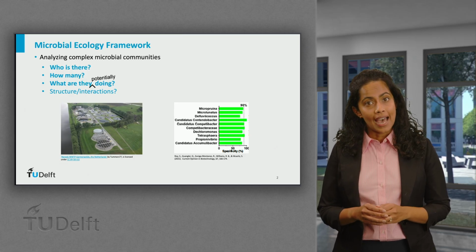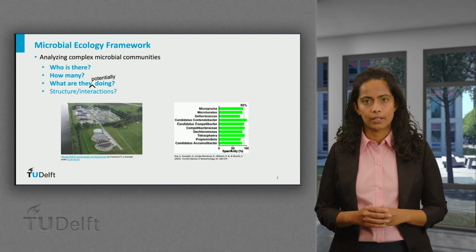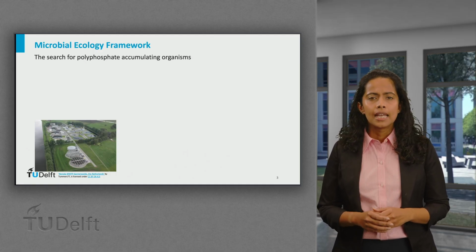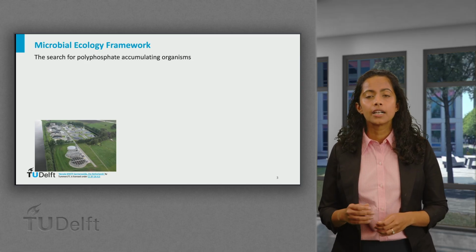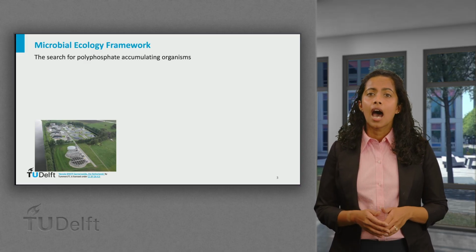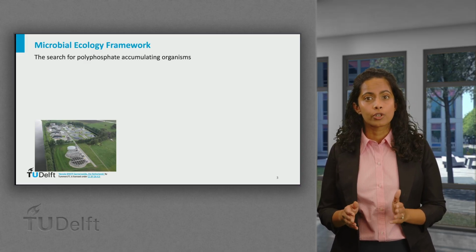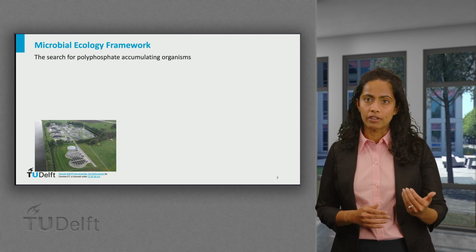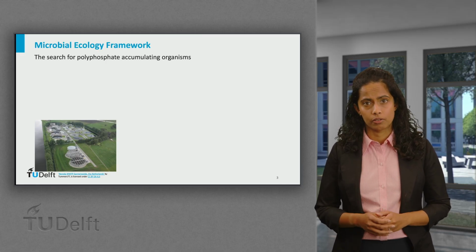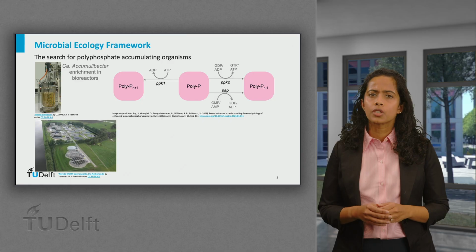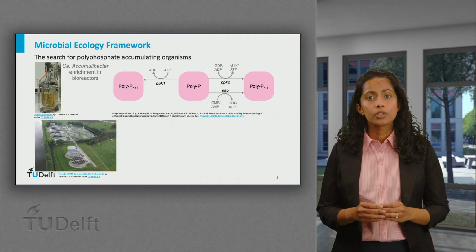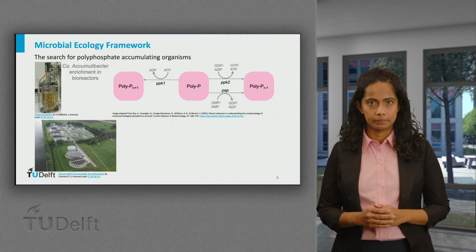To take an example of analyzing the potential functions of microbial community members identified in a wastewater treatment plant, let us look at polyphosphate accumulating organisms, or PAOs. PAOs are keystone species in wastewater treatment plants and aid in removing phosphorus from the influent wastewater, thereby preventing eutrophication. One of the most well-studied polyphosphate accumulating organisms belongs to the genus Candidatus Accumulibacter.